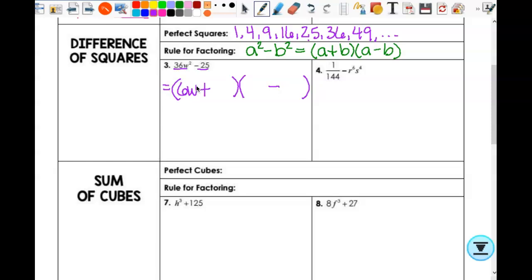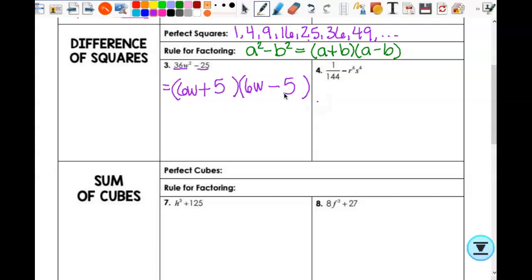6w. What's the square root of 25? 5. So it's 6w plus 5, 6w minus 5. And it does not matter if the minus or the plus goes first. It doesn't matter at all. Okay? We good? Okay. Are you good? Yeah. Okay.